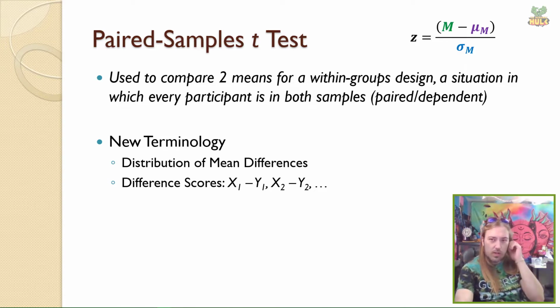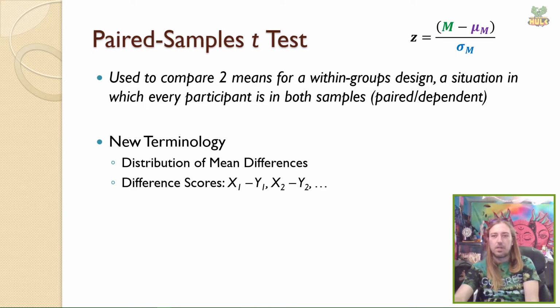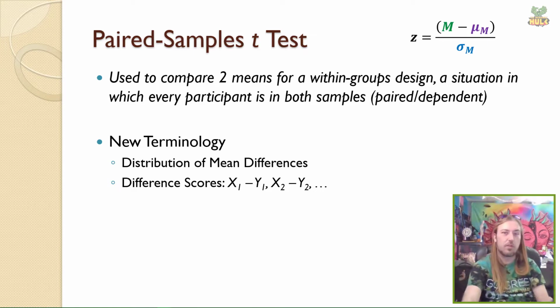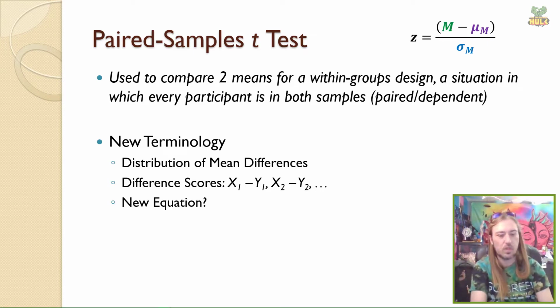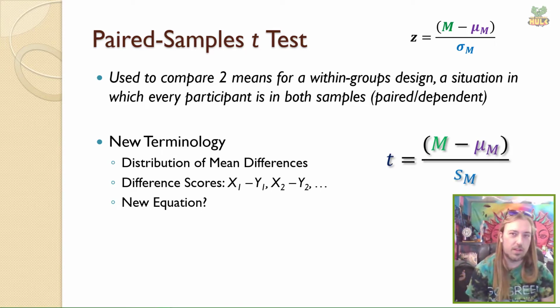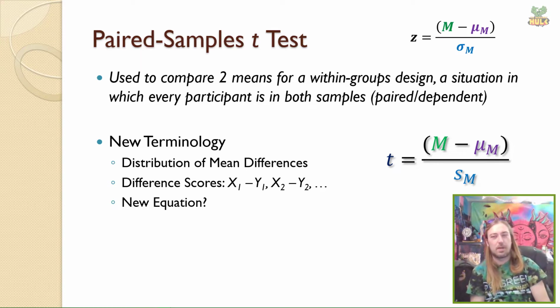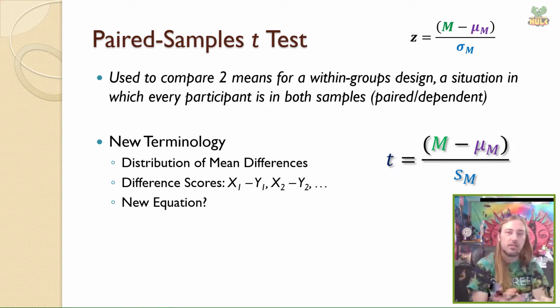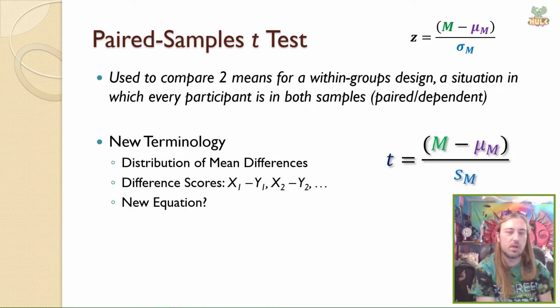Okay. So you can see the Z formula up there. Sample mean minus population mean divided by standard error. You're going to see real quickly that the paired samples t-test looks very, very similar. Okay. So new equation. You tell me. We still have the sample mean. We still subtract off the population mean. We still have a measure of standard error in the bottom.